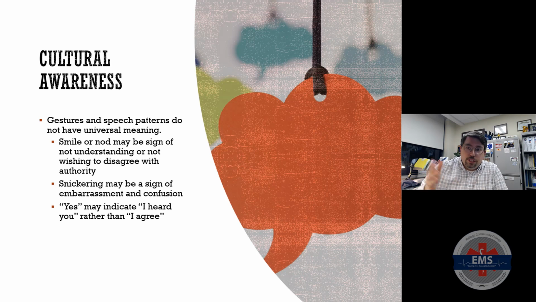We also have to recognize gestures and speech patterns, because they do not all have universal meanings, right? Smiling or nodding, shaking your head may or may not mean someone truly understands what's going on, right? Oftentimes, if someone's kind of snickering, like a student laughing in the background, sometimes that could be a sign of embarrassment or confusion. And even when you're trying to get information, right? Yes may indicate I heard you speak versus I agree or I understand. Those are different aspects, right? And different areas in the way that they respond. It could be based on a cultural aspect, which could impact some of the way in which you communicate. Again, you need to be aware of that.